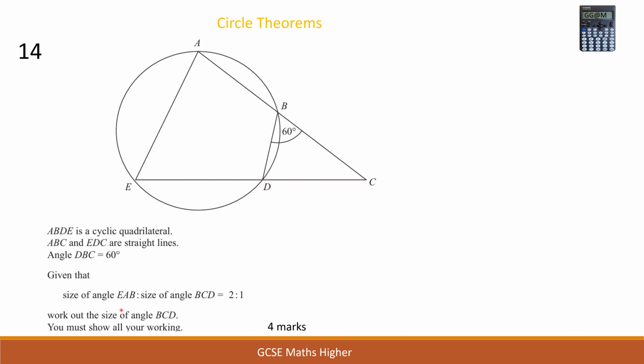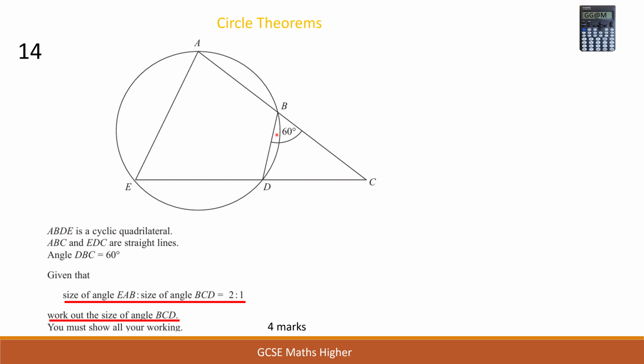You're told that the size of angle EAB, so E to A to B, so this angle up here, to the size of angle B to C to D is of the ratio 2 to 1. So that means that this angle up here is twice whatever this angle here is. So this angle here is x, this angle up here is going to be 2x. And you've got to work out the size of angle B to C to D. So B to C to D. And you must show your working.